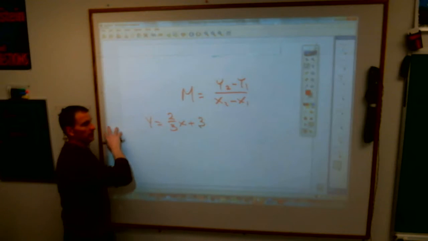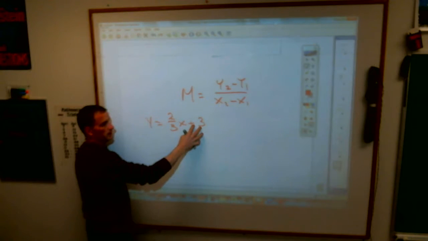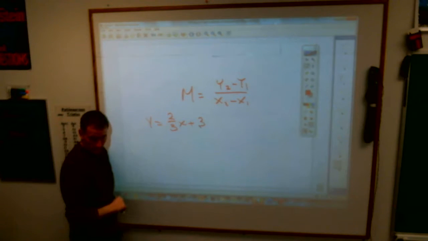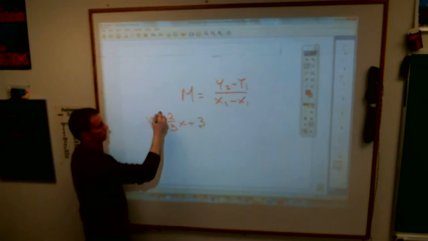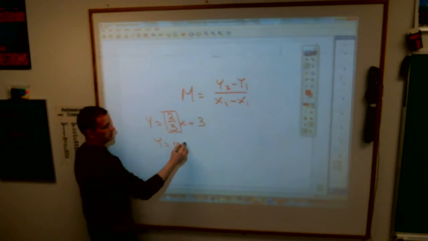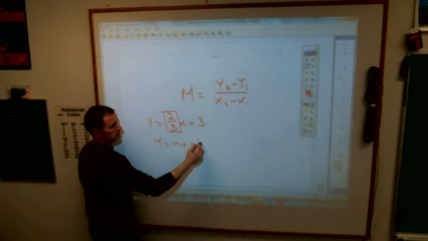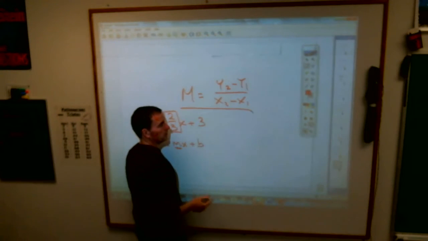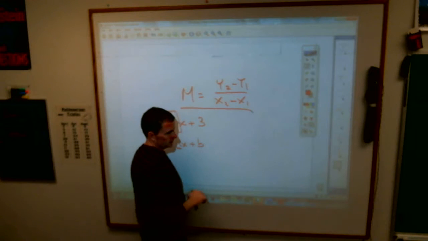If you are given this linear equation, what form is this? Slope-intercept form. You already know the slope because the slope is given to you. The slope is 2/3, correct? Remember, that's why in slope-intercept form, the generic form is y equals mx plus b. M is slope. But with this formula, you are looking for it when they give you 2 points.